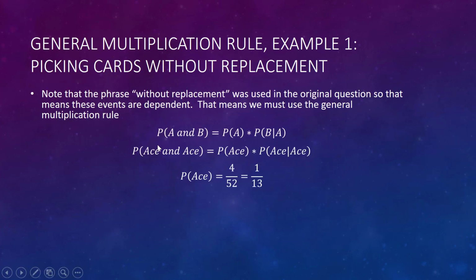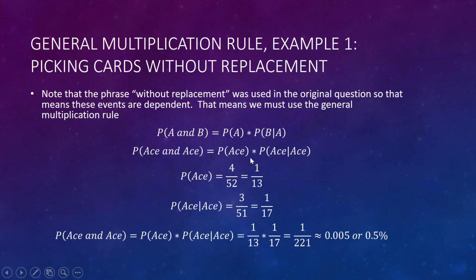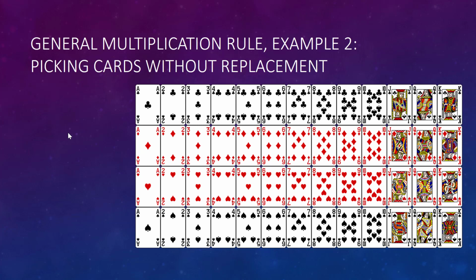So we pick up where we left off. We had already calculated the probability of an ace, and now remember we also just calculated the probability of picking an ace given that one ace was already removed from the deck, and that was 1/17. So we're going to put 1/13 into our first probability. We're going to put 1/17 in our second probability, and then remember when you multiply fractions, we just multiply across, and you get 1/221. This is about 0.5%.